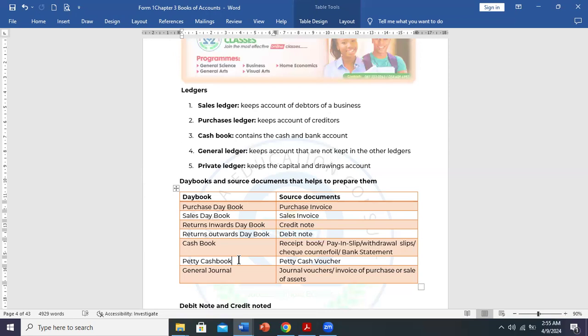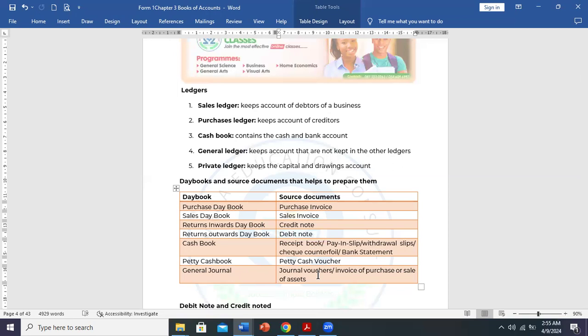So if you need something to prove that, yes, you took a car from this place to this place in a business transaction, then you have to get a petty cash voucher. And to authenticate this voucher, your head of department or your supervisor needs to sign or endorse it. And that's all. Okay, the general journal, that one uses a lot of source documents.